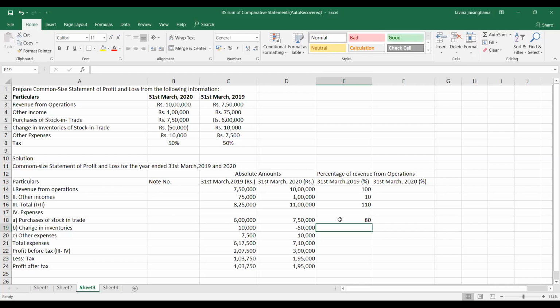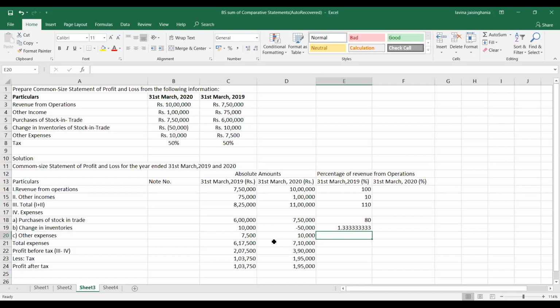Same if you do for change in inventories, that is change in inventories is 10,000, and 7,50,000 is 100%. 10,000 is how much percentage of it? You will do 10,000 into 100 divided by 7,50,000. Okay, you'll get your answer as 1.333%. That means change in inventory is 1.33% of revenue from operations.